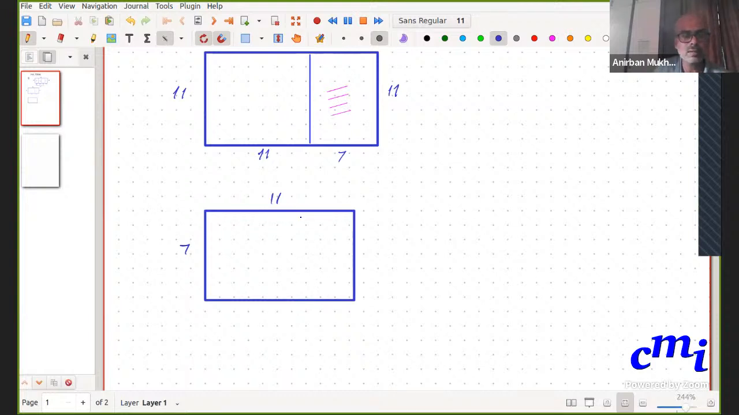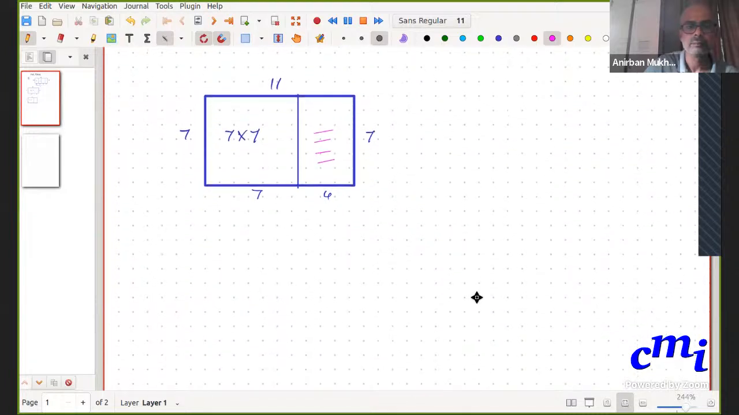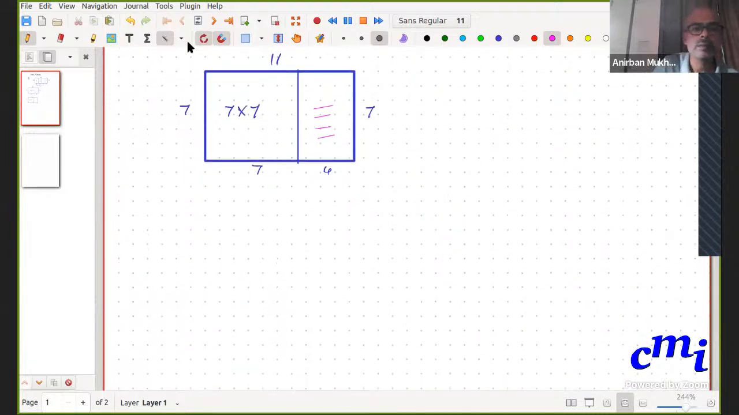And again, do the same thing. 7 cross 7 is the largest square we can fit in. So let's fit that. So this is 7 cross 7. And okay, let me write that. This is 11 cross 11. This is 7 cross 7. And whatever remains is 4 cross 7. So we were still left with a rectangle. This is the remaining rectangle. We have to draw that again. Let me draw it.